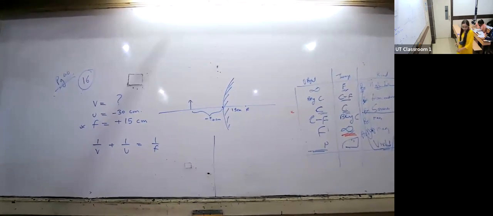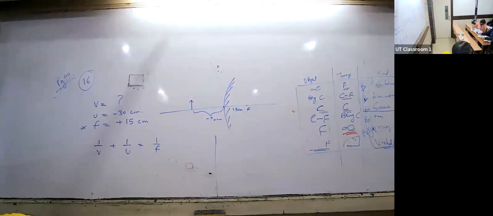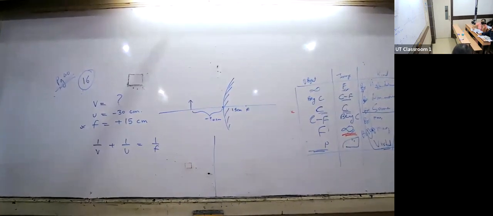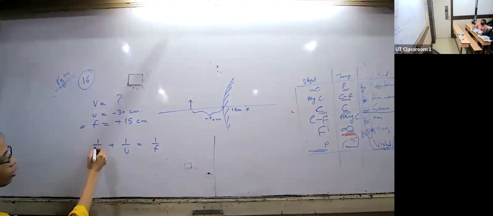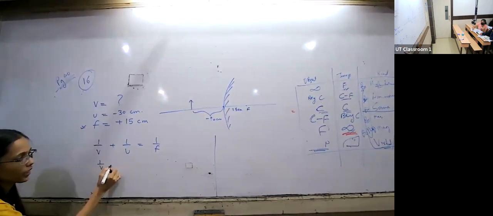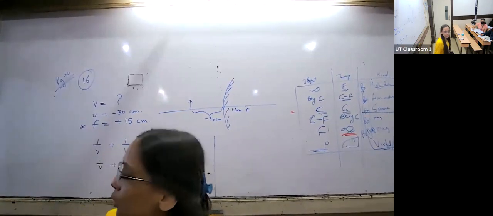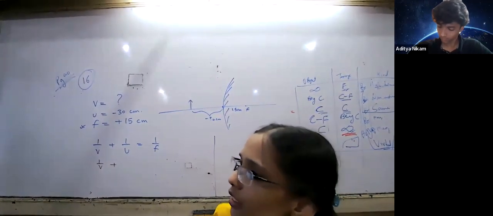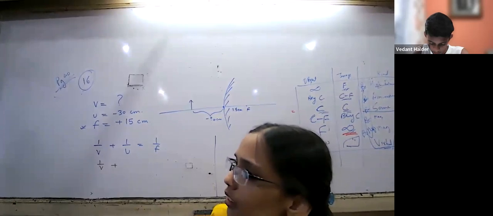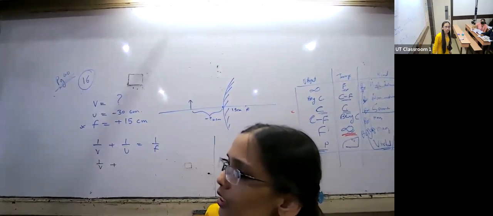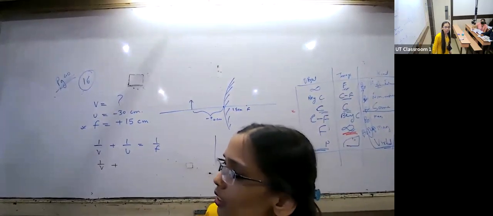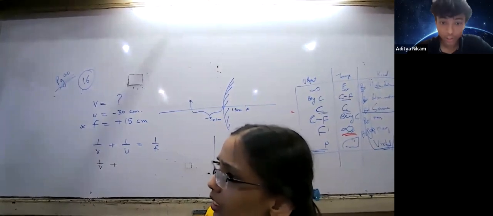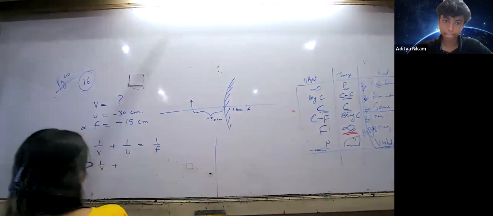So I'll write the answer and I'll show where some of you can go wrong, because one of them went wrong. So 1 by V is what I need to find. Vedant and Aditya, did you get the answer? Yes, ma'am. What is your answer? Ma'am, mine is plus 10 cm. Aditya, what is yours? Ma'am, 30. Plus 30? Yes, ma'am. Okay, let's see which is correct.